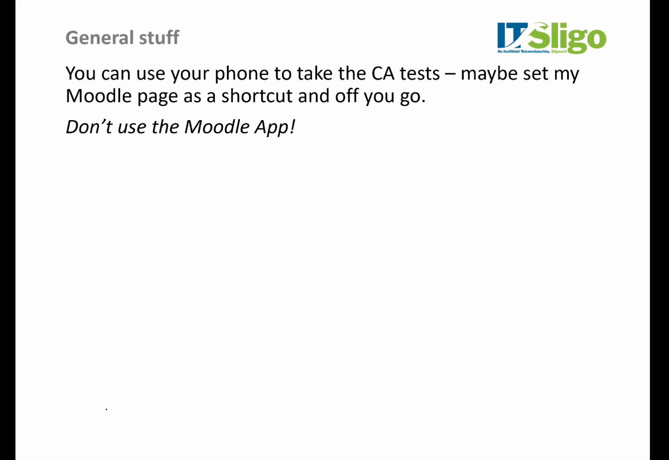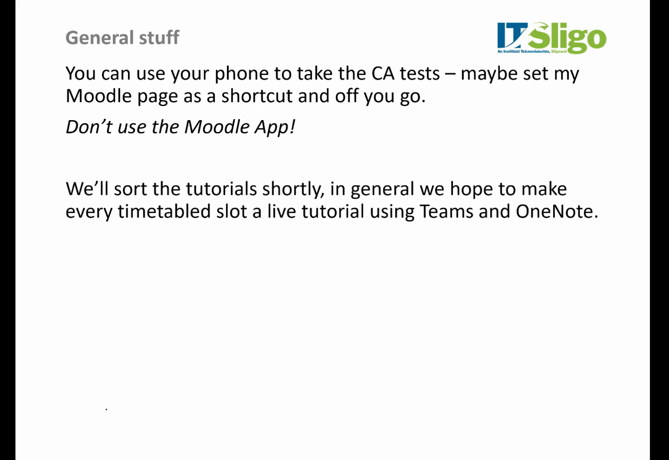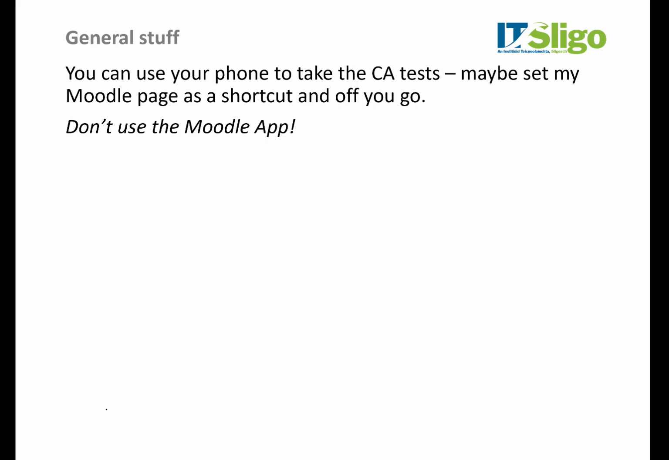What I was saying, maybe, set my Moodle page as a shortcut onto your phone. And then you're not going, search IT Sligo, Student Hub, Moodle, Dave's course. If you put my course as a shortcut, you go straight in. You'll be able to go straight to your CA test, and then you can use your phone. You can use the little writing function. You can use your finger if you want to write in your answers, etc.